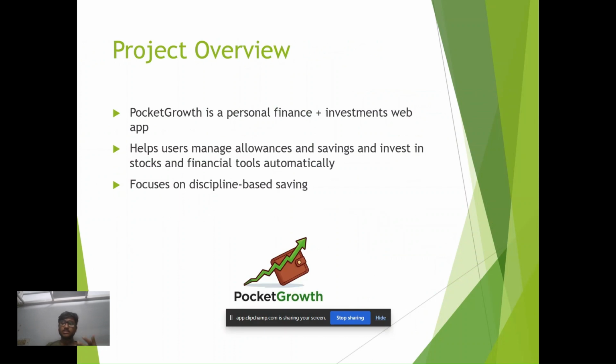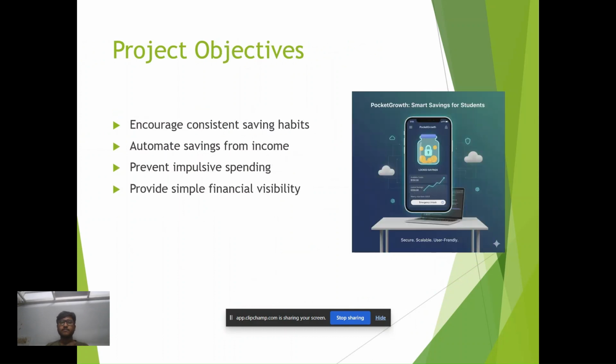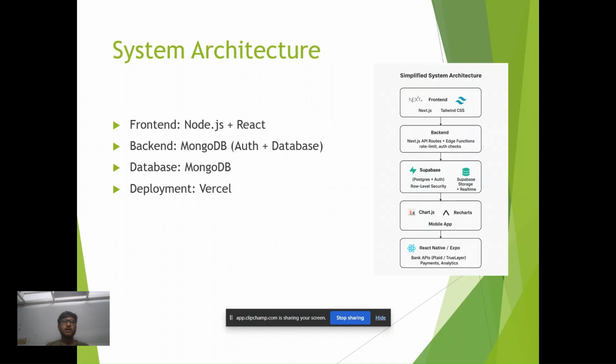It helps users manage allowances and savings and invest in stocks and financial tools automatically, and it focuses on discipline based savings. Our objectives are to encourage consistent saving habits, automate savings from income, prevent impulsive spending, and provide simple financial visibility. Our system architecture consists of a front end with Node.js and React, a back end with MongoDB, a database of MongoDB, and deployment with Vercel.